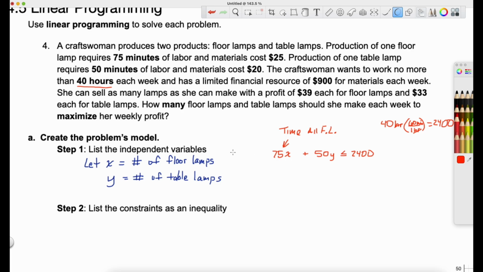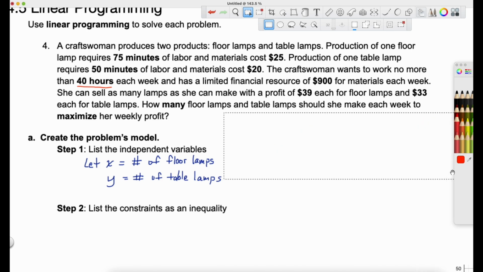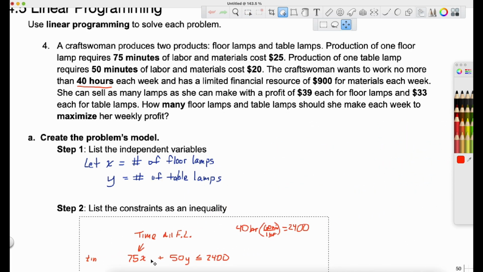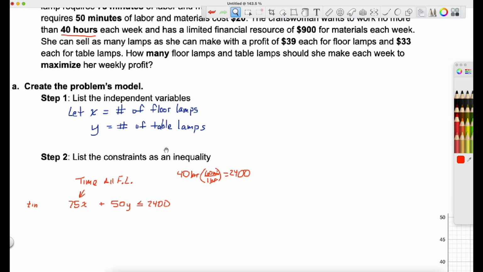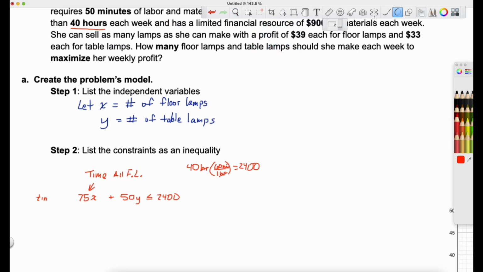Okay, so this is our time constraint right here. And I'm supposed to be putting this in step 2. Darn it. So, how about I do that? Okay. So, this is our time constraint. I'm just going to say CONST period for constraint.